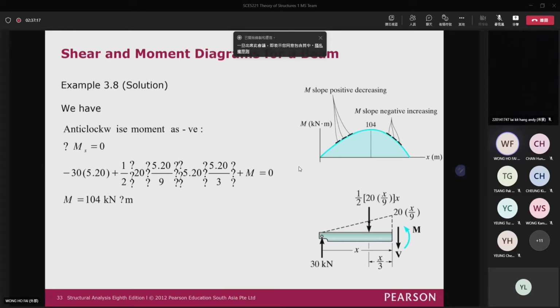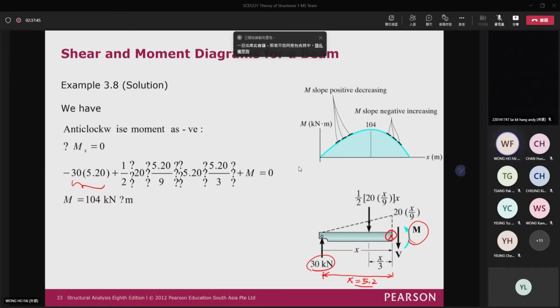This is the moment that you cut at this location. So this distance actually is equal to 5.2. So we just need to find the moment at this location. You can see that x is equal to 5.2 here. Then we can take moment at this location. So you have 30 times 5.2, 30 times 5.2 here.